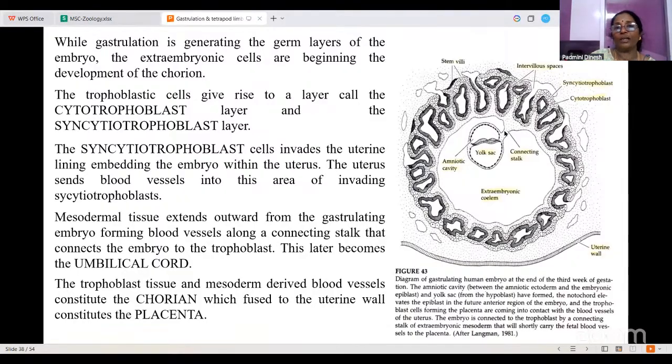And the umbilical cord is the place where the exchange of maternal food is going to occur from the mother to the child. And it also acts as the waste collecting region, where the excess wastage is thrown out. Okay, so the trophoblast tissue and the mesodermal derived blood vessel constitute the chorion, which fuses to the uterine wall to form the placenta.